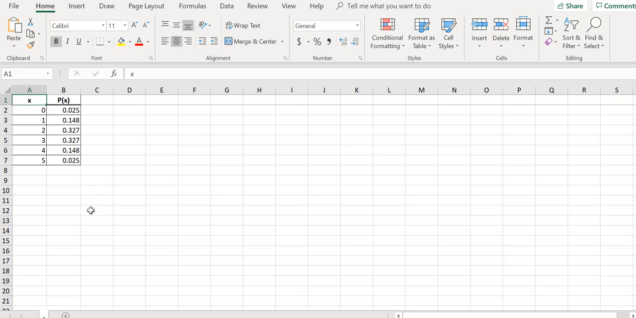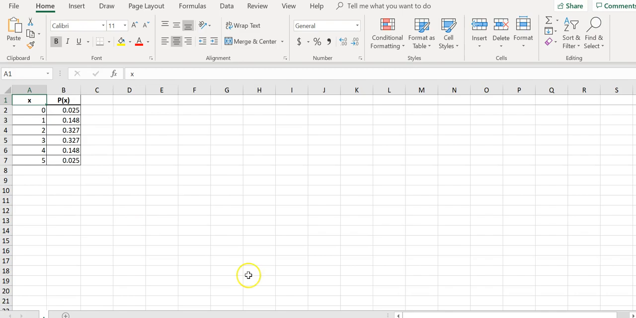So for these problems where you have to find the mean and standard deviation for a probability distribution, the best thing you can do is use Excel. And there's a really good example in your textbook in section 5.2 on finding the mean, variance, and standard deviation. So first, put your data into Excel.